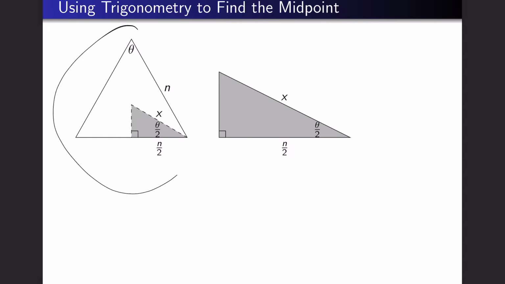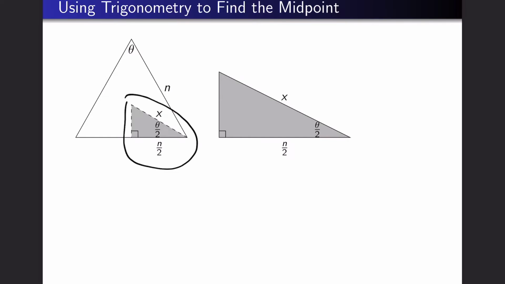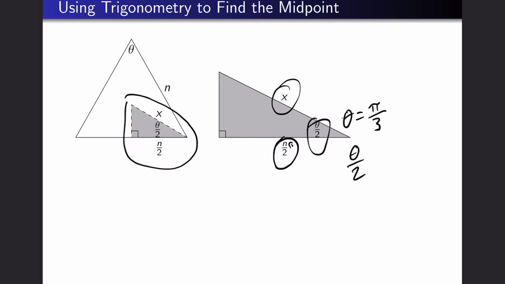Here is the same diagram that we just drew. Now we're going to focus on this little triangle here, because we have some knowns that we can use to help us figure out this value x. We know that n is just going to be a constant. We don't know what constant, but we're just going to keep it as n. And then we know theta is equal to pi over 3. So theta over 2 is theta times 1 over 2, which is pi over 3 times 1 over 2. So now this is simply pi over 6.